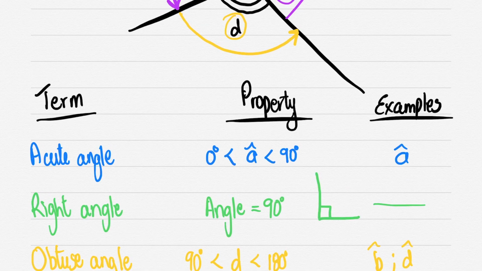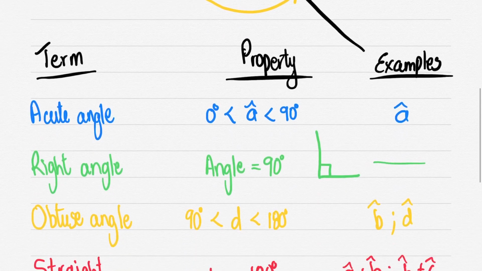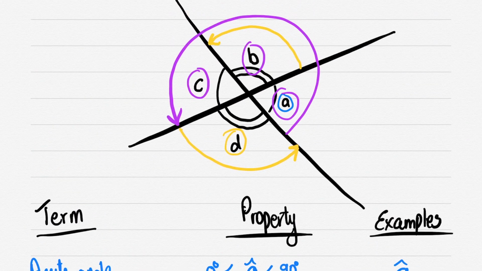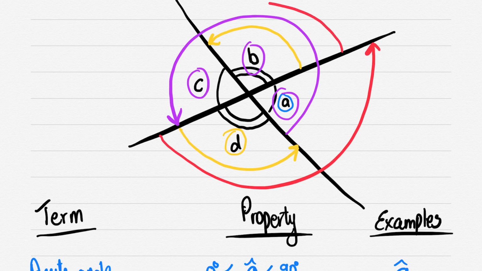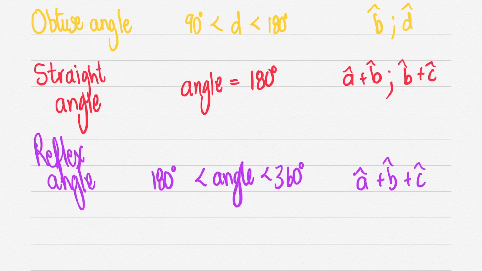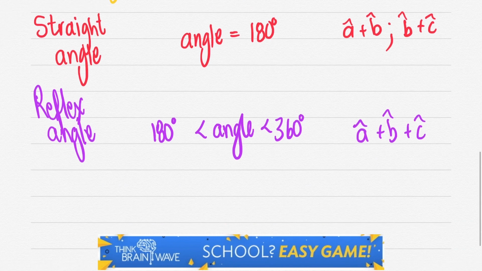Right, now you see an obtuse angle at D, represented by the yellow, and once again at B, also in yellow. Let's take this further. We have this in red. Red represents the straight angle, which is equal to 180 degrees. So A plus B and B plus C are equal to 180 degrees.